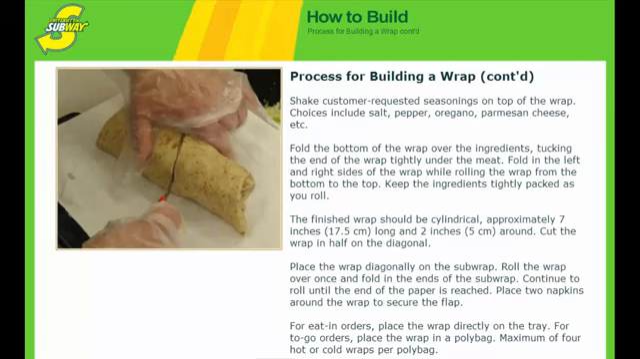Place 2 napkins around the wrap to secure the flap. For eat-in orders, place the wrap directly on the tray. For to-go orders, place the wrap in a poly bag. Maximum of 4 hot or cold wraps per poly bag.